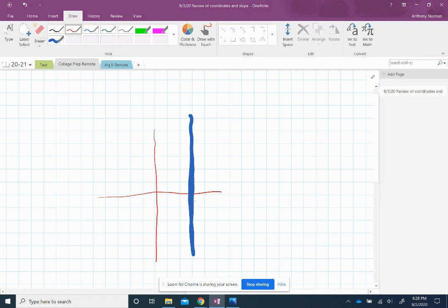So we notice that it rises a lot, never stops rising, and it runs 0. If we go from this point to this point, it's going to rise 2, and it runs 0. So y equals mx plus b. Wait a minute.